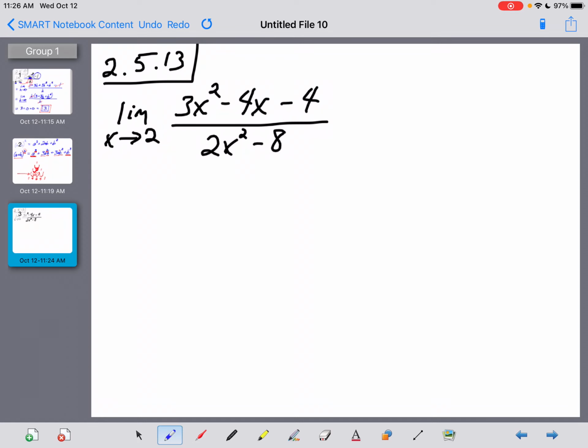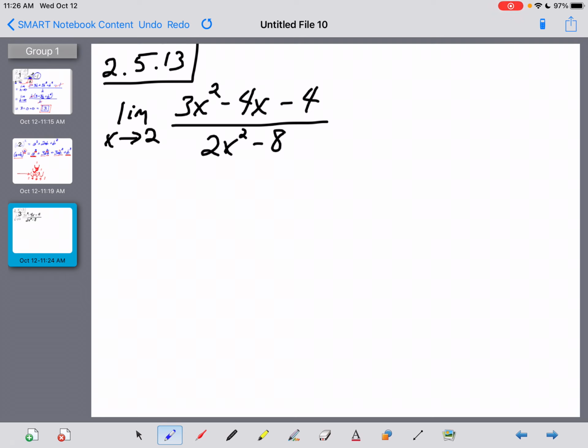Let's take a look at 2.5 problem 13. Limit as x approaches 2 of this particular rational function right here. First thing we would think about is plug and chug, but I don't think that's going to work very well for us right here. If we square that 2, we're going to get a 4 times this 2 is going to be an 8. 8 minus 8 is 0. None of that is surprising. That's what happens almost every time.